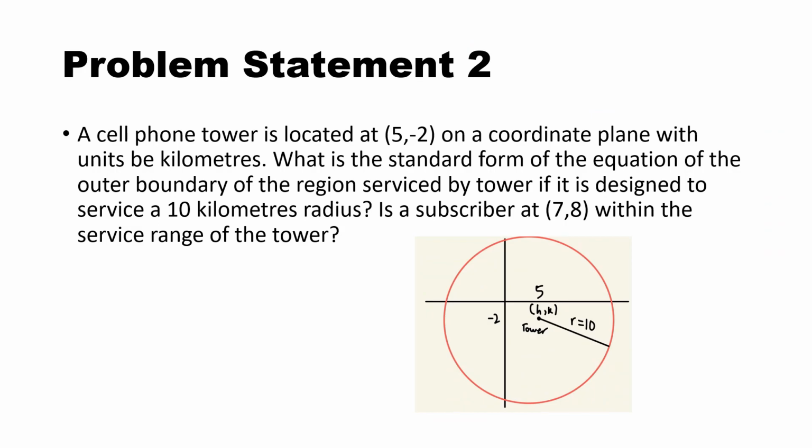With the second problem statement, a cell phone tower is located at the coordinate (5, -2) on a coordinate plane with units in kilometers. What is the standard form of the equation of the outer boundary of the region serviced by the tower if it is designed to service a 10 kilometer radius? Is a subscriber at the coordinate (7, 8) within the service range of the tower?